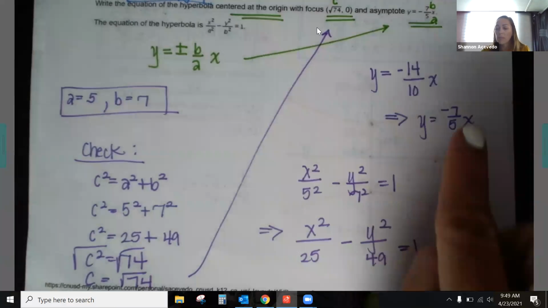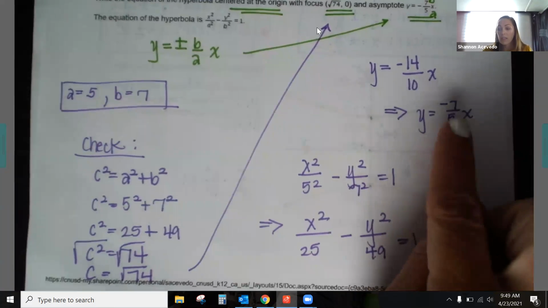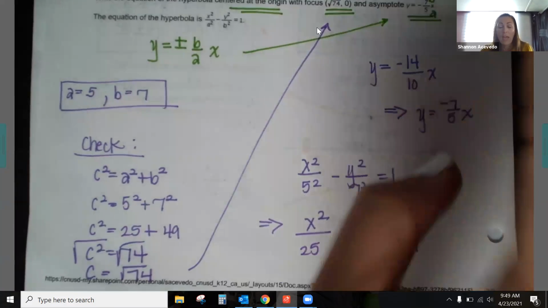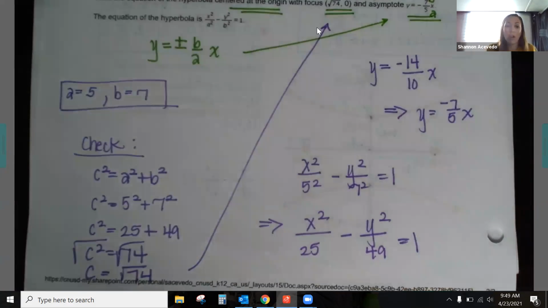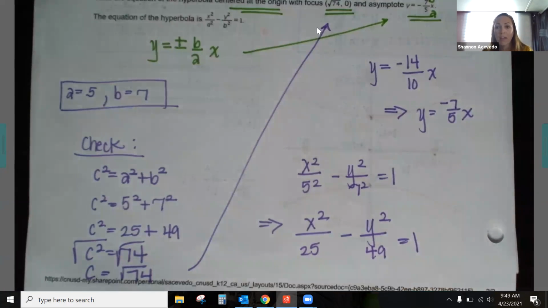Be careful, because sometimes they might trick you on this and give you something that's not simplified when your answers actually were simplified. Questions on that?